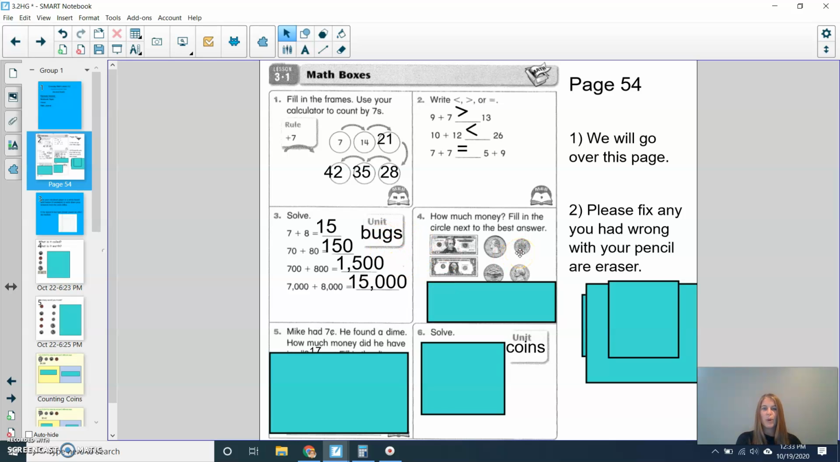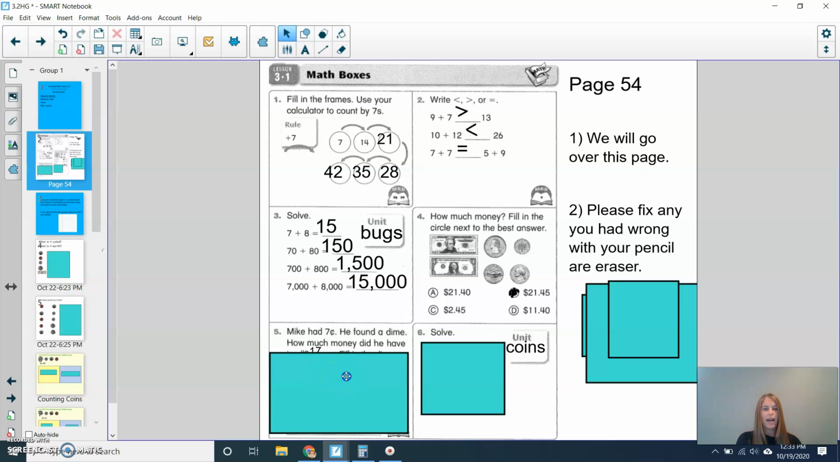For question number 4, how much money do you see? So I'm looking at my dollars, and I can see that I have $21, and I have a quarter, 25, then a dime, 35, and then two nickels, 40 and 45. So my correct answer should be B, $21.45.